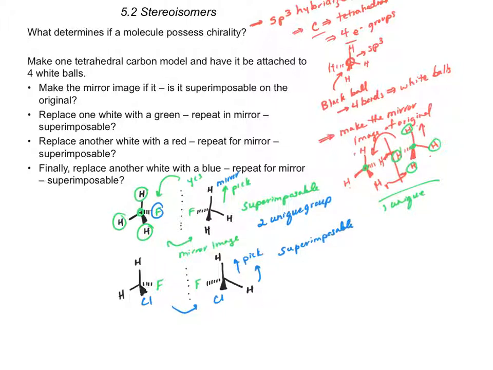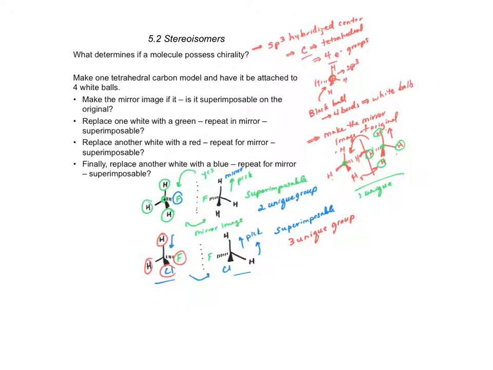And I would recommend demonstrating this to yourself, the fact that you can take a molecule, create this mirror image, pick it up, rotate it, and get the exact same thing again, right? So this is still the same compound, okay? Now, at this point in time, we've got 1, 2, 3 unique groups, right? Because we have two hydrogens. So this is three unique groups around a tetrahedral carbon. Still getting superimposability with respect to the mirror image, right? So this is still non-chiral or achiral, okay?